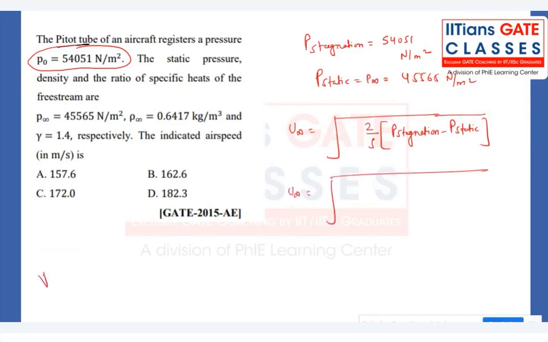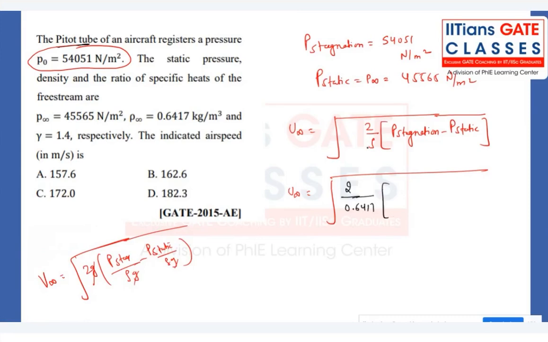Directly we got the formula, right? 2g P stagnation by rho g minus P static by rho g. Same formula, but this g cancels out and we have taken the density outside. Rho is given as what? 0.6417, the density of the fluid which is flowing, right? B is correct. B is correct. The stagnation pressure is what? 54051 minus 45565.